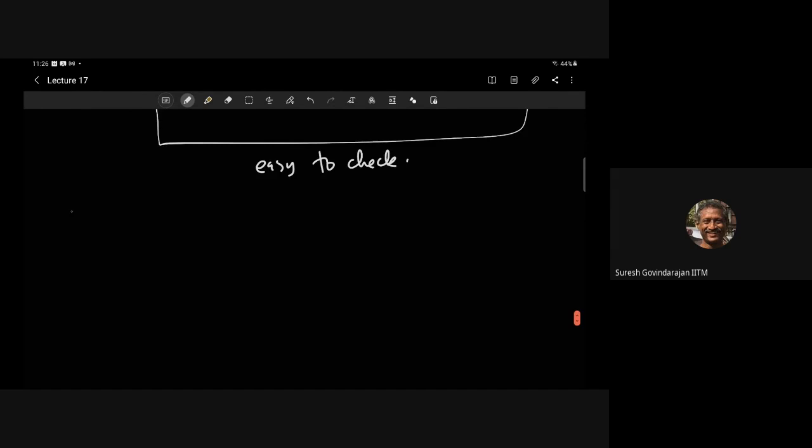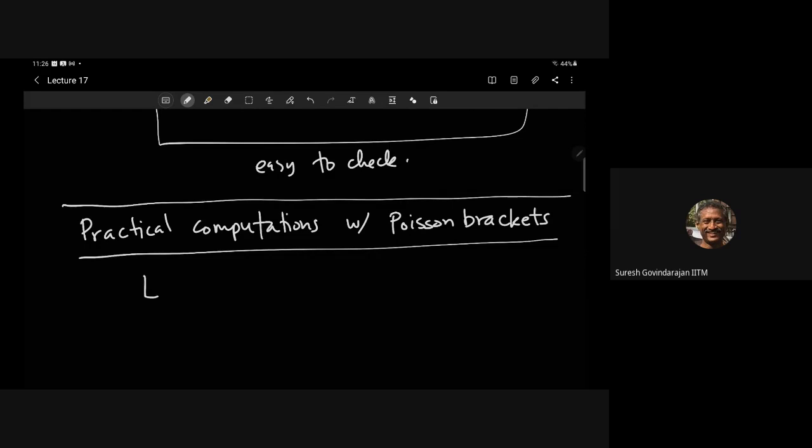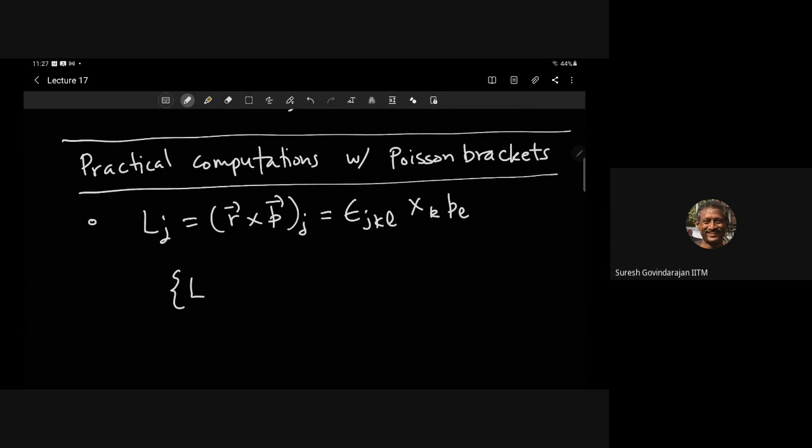So let's do some practical stuff now. Let us consider angular momentum. The jth component would be r cross p. Without saying anything, what I mean is there's a particle at position r with momentum p, and this is the definition. The jth component of this will be epsilon jkl, I'll use Einstein's summation convention, xk pl. What I want to do now is some computations. The first computation I want to do is Lj with, say, xi.